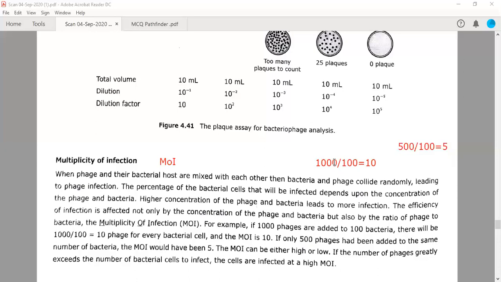If you have a high multiplicity of infection, it means there are more chances, more probability of infection in that particular bacterial culture. But remember one thing.